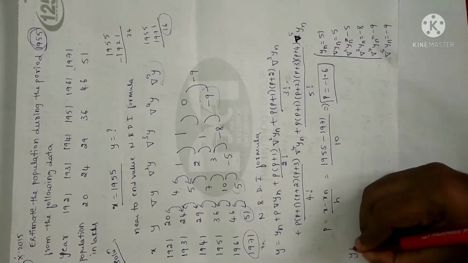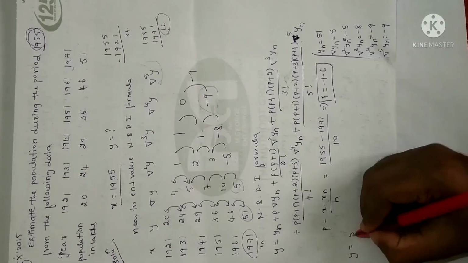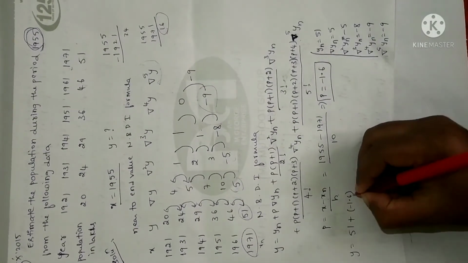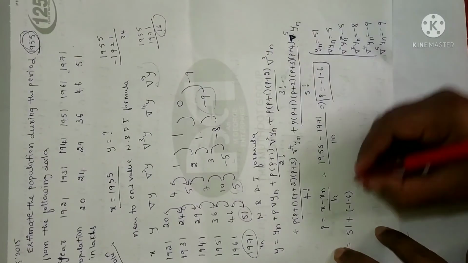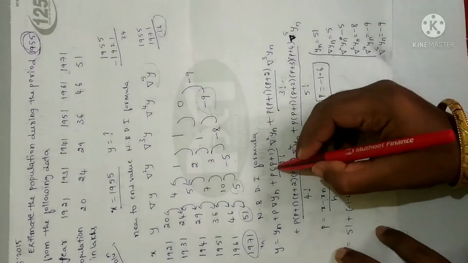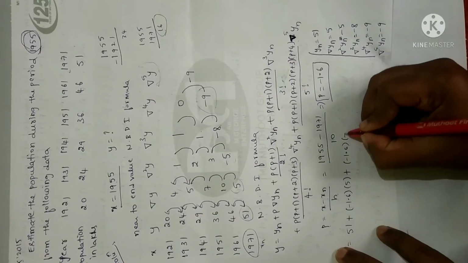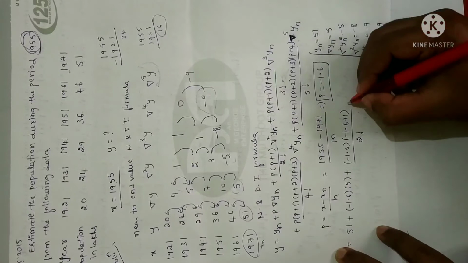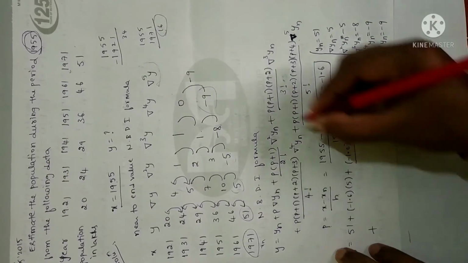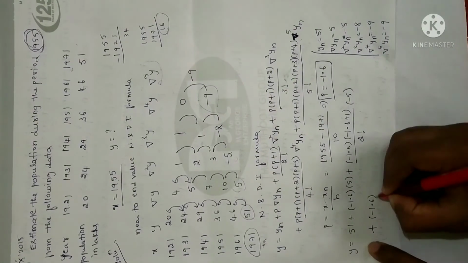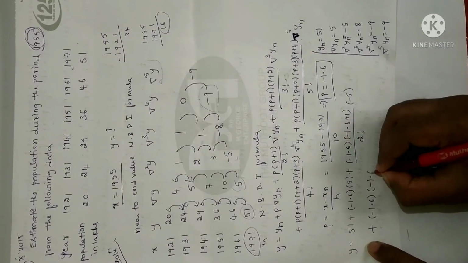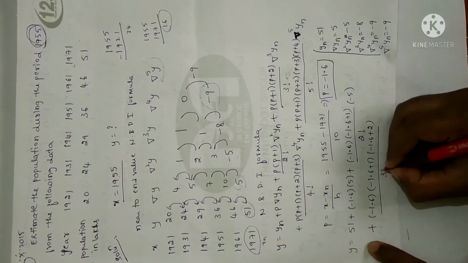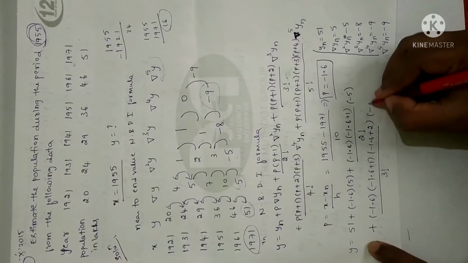So let me do the substitution. y is equal to yn, which is 51, plus p, which is minus 1.6, into delta yn, which is 5, plus p, minus 1.6, into minus 1.6 plus 1, divided by 2 factorial, into delta square yn, which is minus 5. Next, this term: p is minus 1.6 into minus 1.6 plus 1 into minus 1.6 plus 2, divided by 3 factorial, into delta cube yn, which is minus 8.